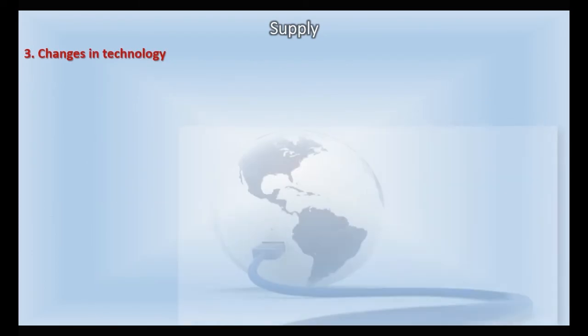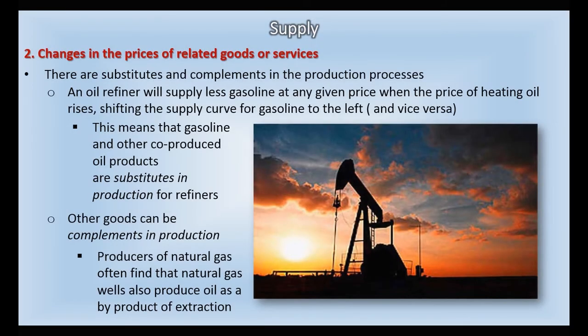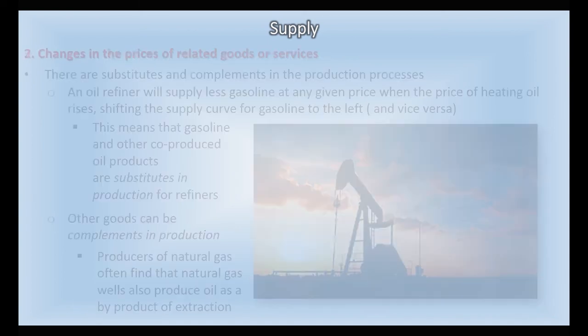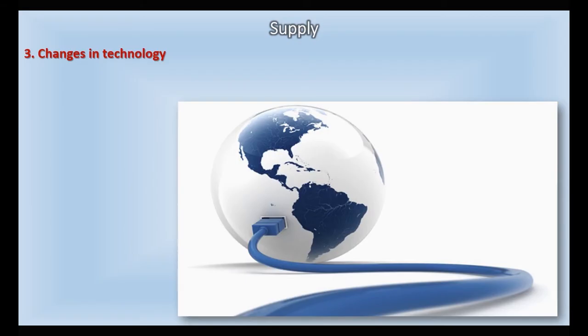Other goods can be complements in production, though, meaning that as you produce more of one, you'll produce more of the other. So producers of natural gas often find that natural gas wells also produce oil as a byproduct of extraction. So let's say the price of natural gas goes up. That means quantity supplied of natural gas will increase. What that also means is that at any given price in the oil market, producers will supply more. So supply will increase in the oil market.